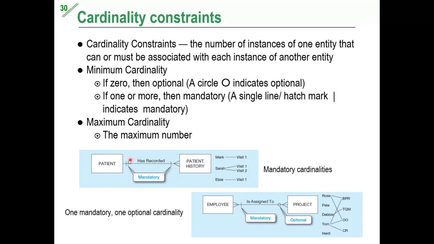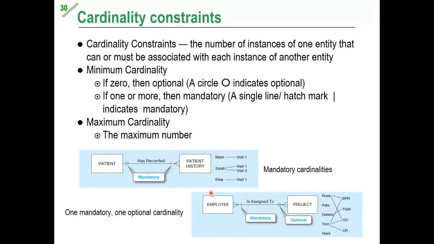This is called mandatory. So mandatory has to be there, right? Mandatory patient record has to be there at least for one person, one patient. So he or she can have one or many patient history records in the hospital, right? That is what we mean by this.